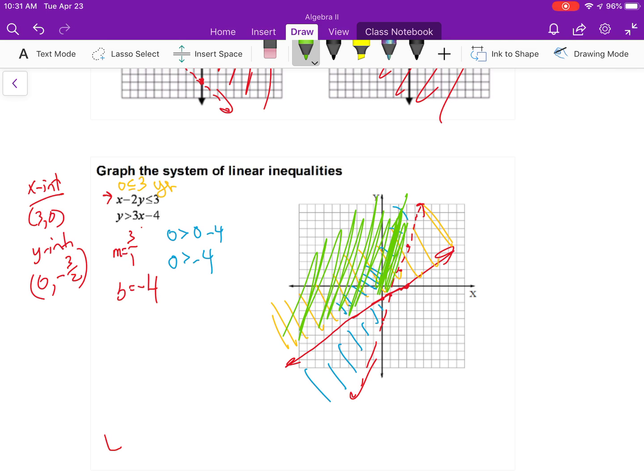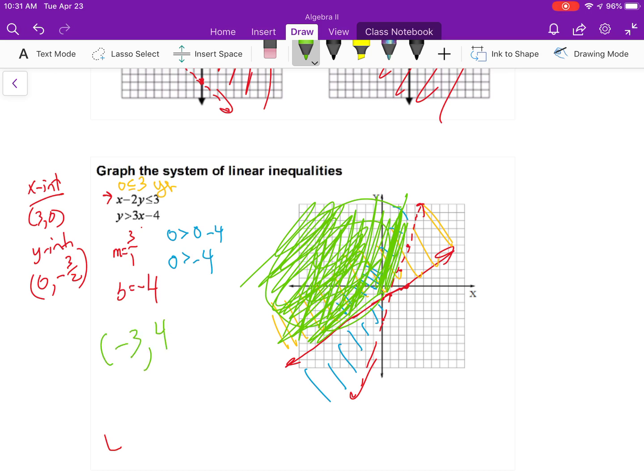My yellow shading represented all the points that work for the top inequality. The blue was all the points that worked for my bottom inequality. The green is where the two overlap, and that's the solution to my system. So right here in the greenish area would be the area that works for both of those inequalities. If I wanted to find a point that works there, I'd pick, say, (-3, 4), which is about right in there. It should work for both the top and the bottom.